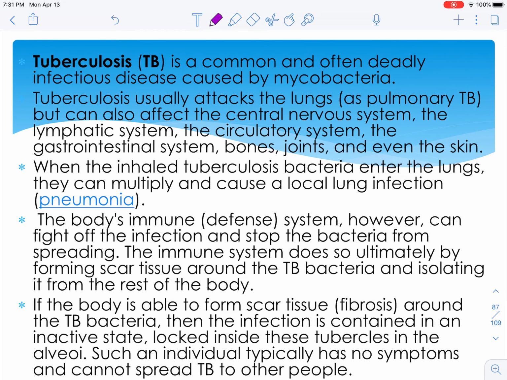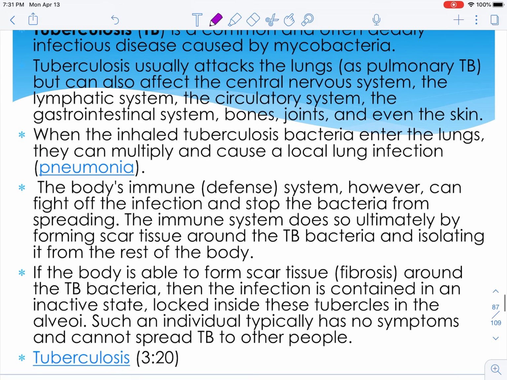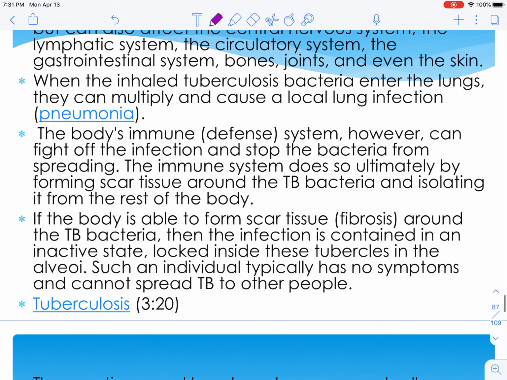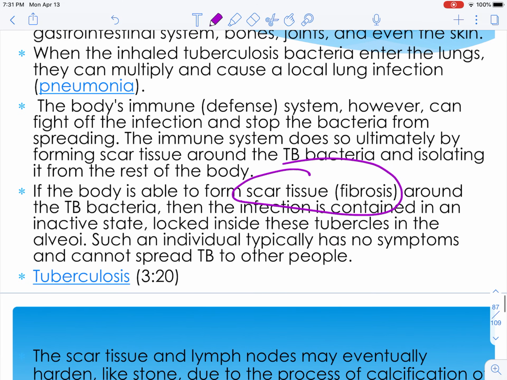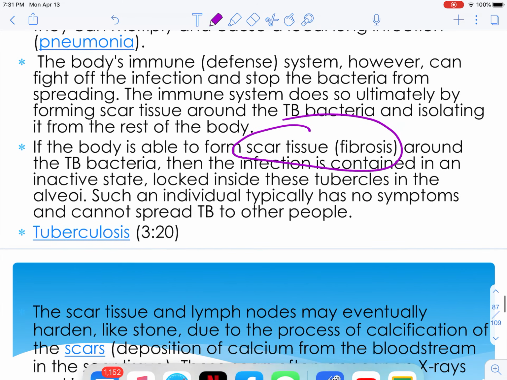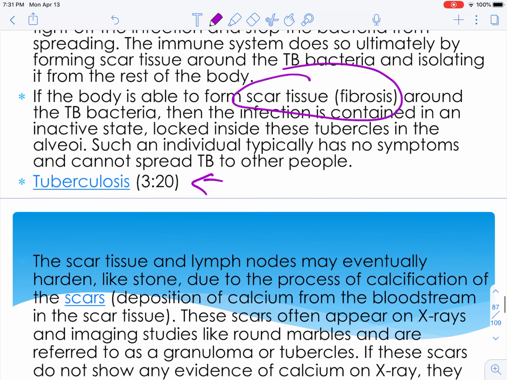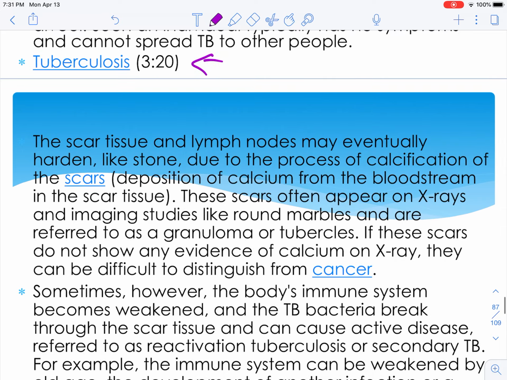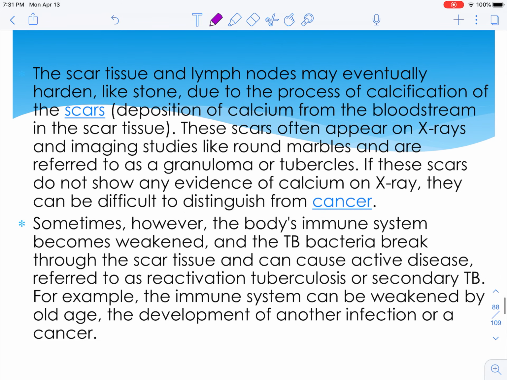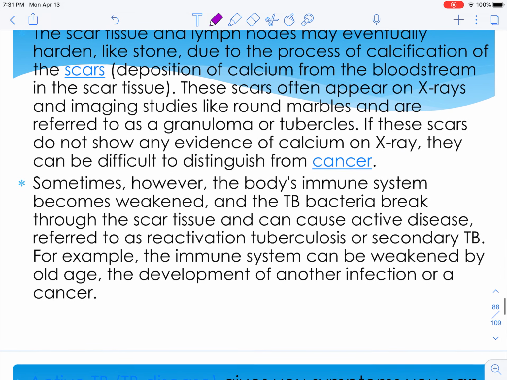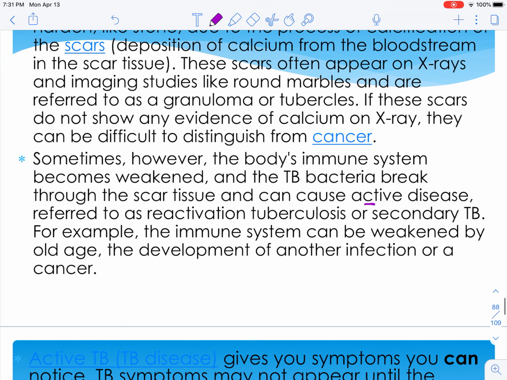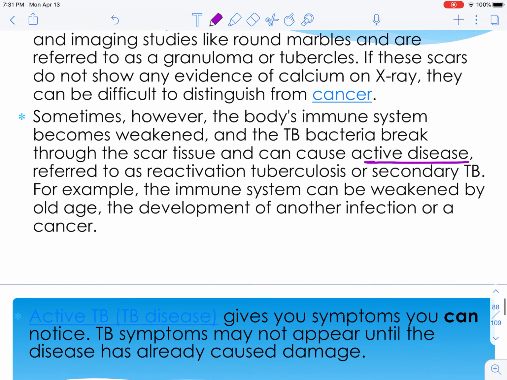TB, tuberculosis, is also something that affects the lungs. Little bacteria go in there and form little tubercles around themselves. And basically, tubercles are a bunch of scar tissue, and those bacteria are locked inside of those tubercles. When their immune system goes down, you can check out the video, then they can come out of those tubercles and start spreading into other areas as an active bacterial infection.